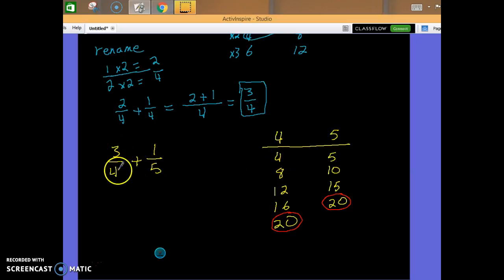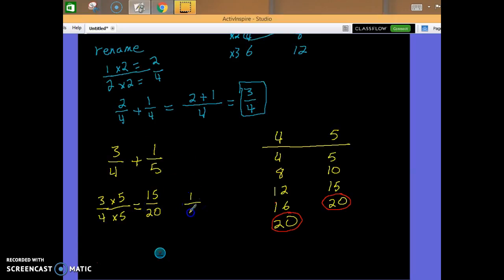So what I'm going to do is multiply the numerator and denominator by 1, 2, 3, 4, 5 over 5. So I'm going to do 3/4 times 5 over 5, because 20 is the fifth number in these multiples. So 3/4 is going to be rewritten as 15/20.